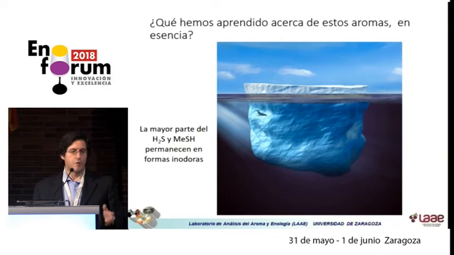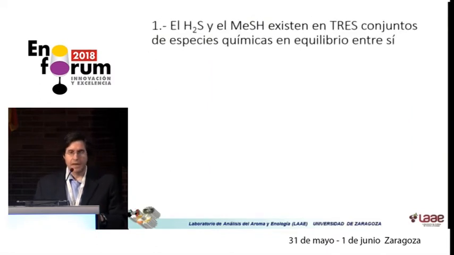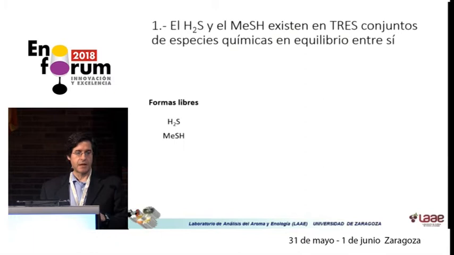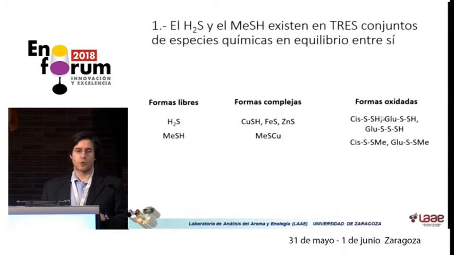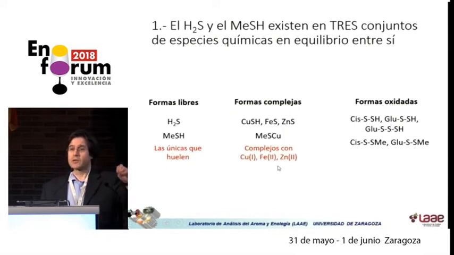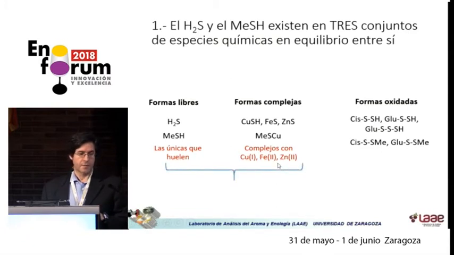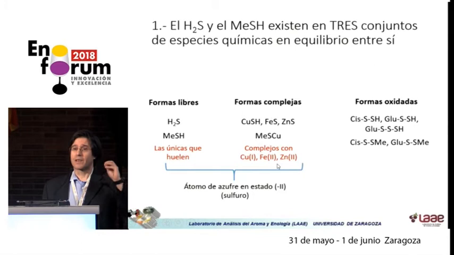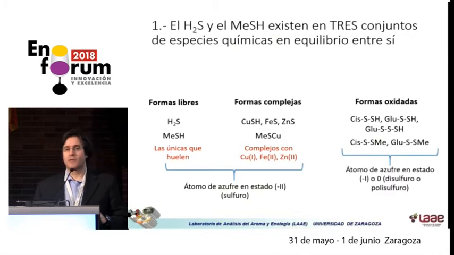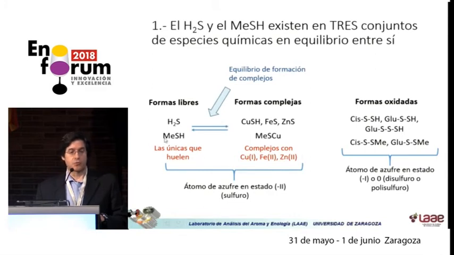Most of the H2S and the MESH exist in 3 different chemical species that are balanced among them: the free forms, the complex forms with metals, and the oxidated forms where we have complexes with cysteine and glutathione. These free forms are the only ones that smell. The complex forms are complexes with copper, iron, and zinc, and here the sulfur atom is in the reduced -2 form, what we call the sulfide. And in the oxidated forms, the sulfur atom can be in disulfur or polysulfur form.